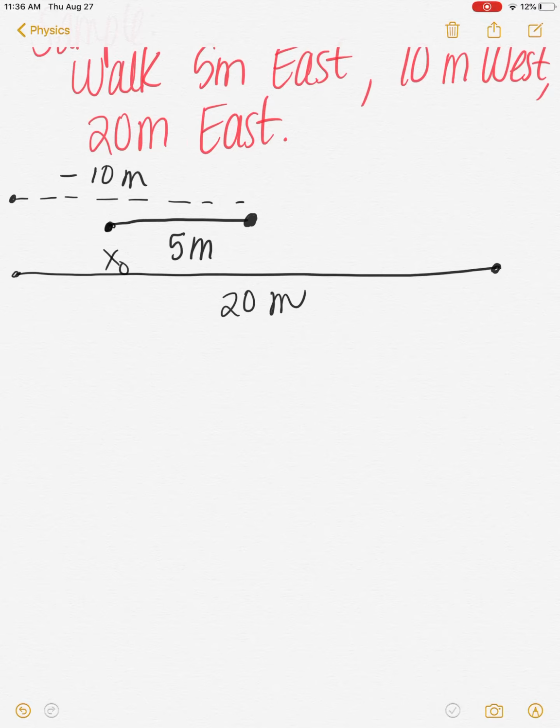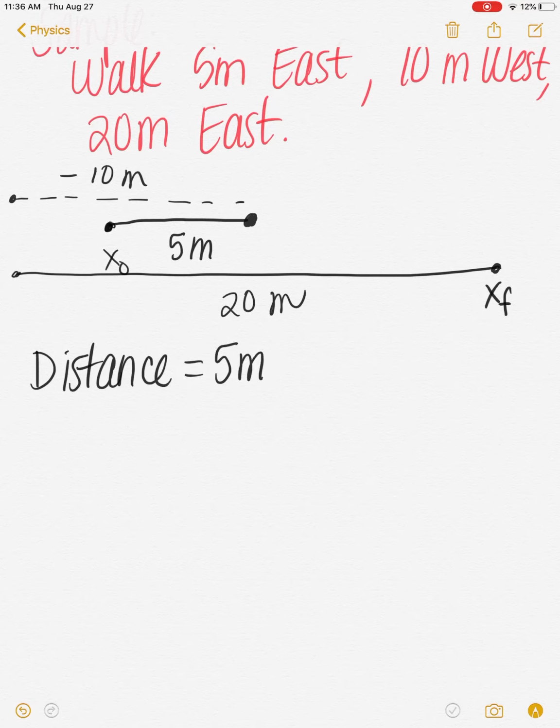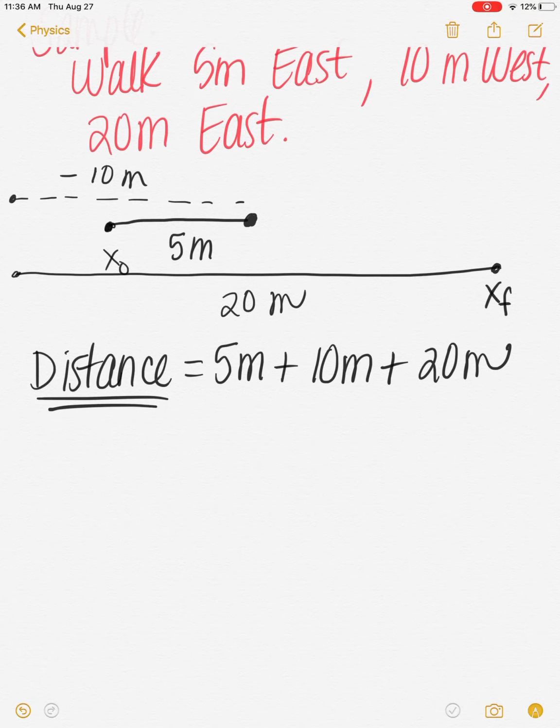Okay, now my drawing is not very to scale here, but let's call that XF because that's where I end up. All right, if I asked you how far you walked total, distance-wise, you went 5 meters in the beginning, plus 10 meters in the second part, plus 20 meters in the end, because distance, remember, doesn't care about direction. It's additive. You just add it all together. 5 plus 10 is 15. 15 plus 20 gives me 35 meters.